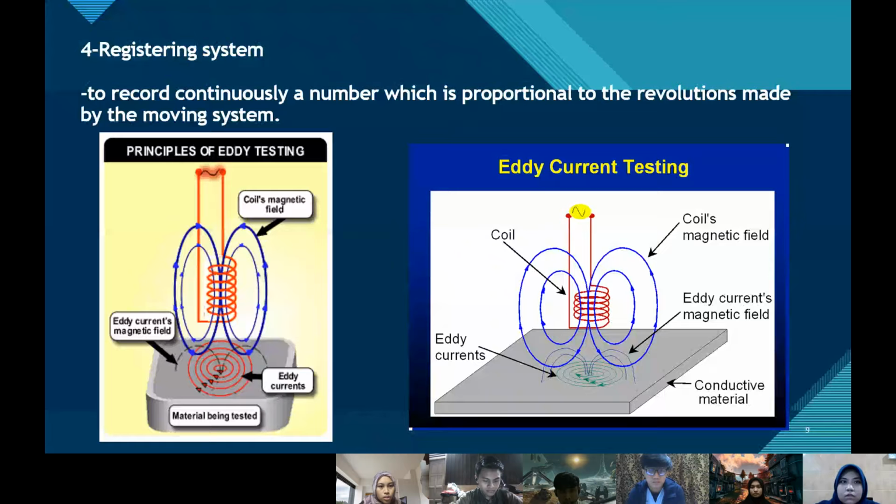Registering system: to record continuously a number which is proportional to the revolutions made by the moving system. For example, as we can see in the diagram, there are two diagrams.